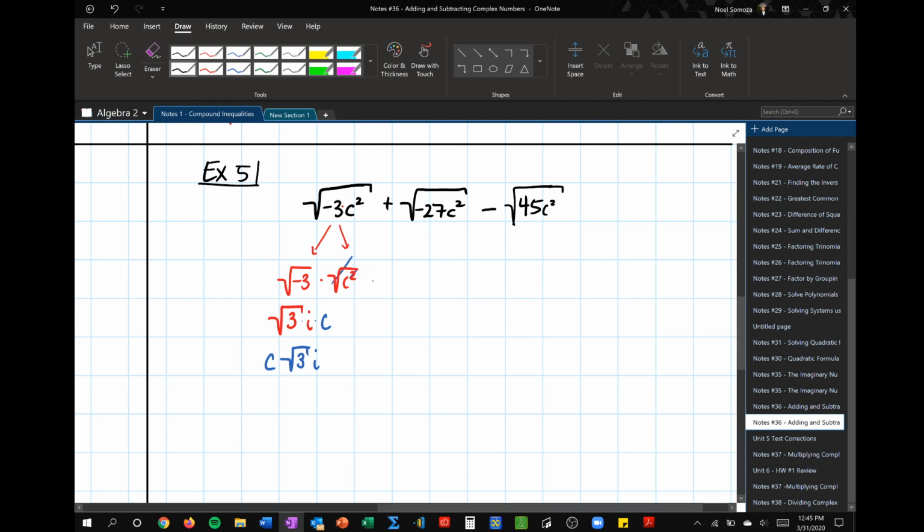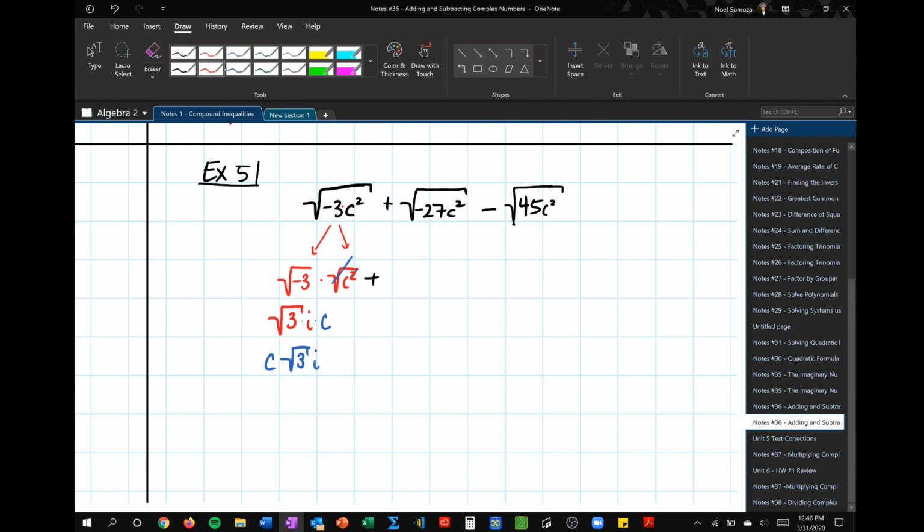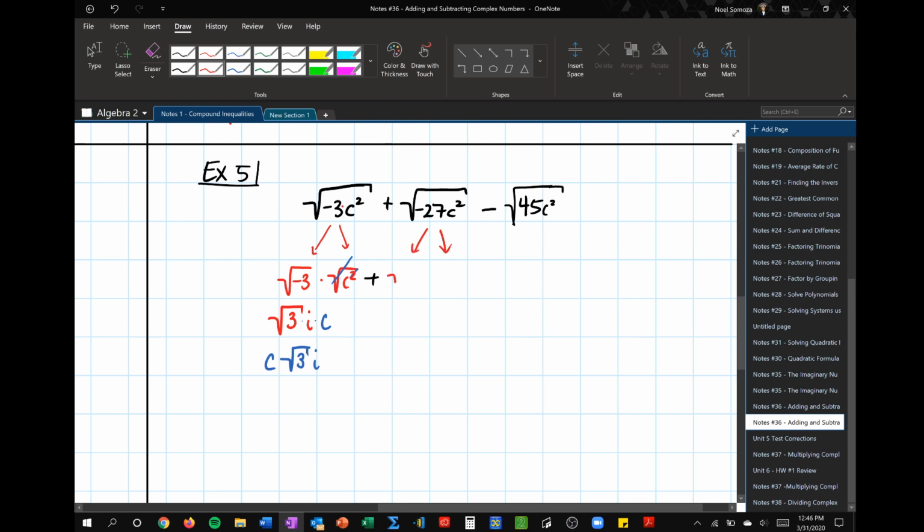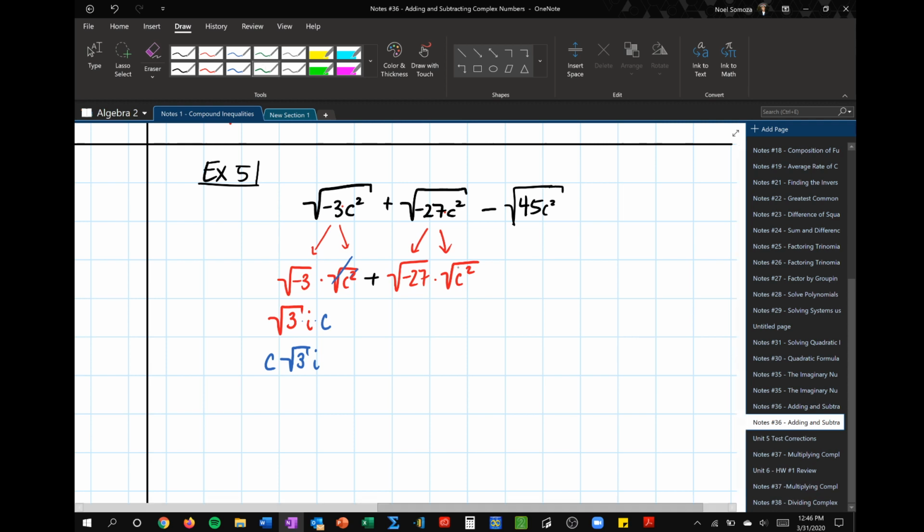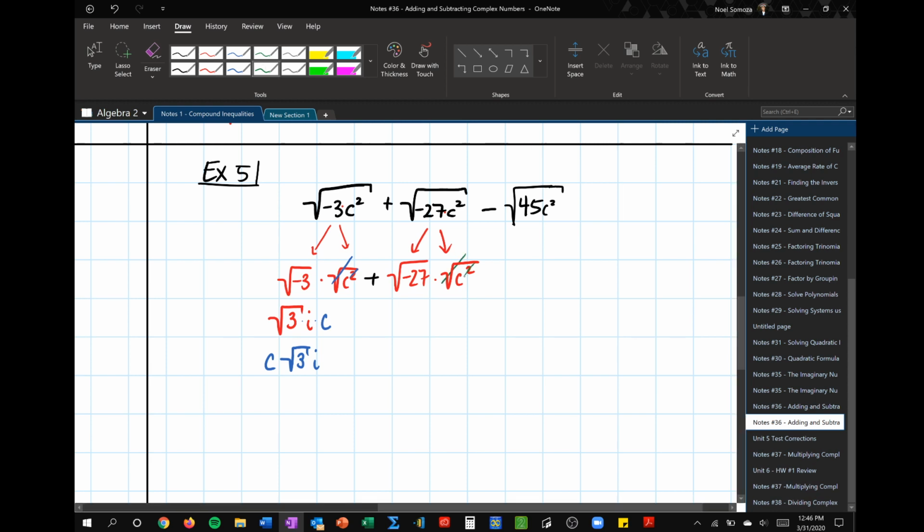Now we do the same thing with the square root of negative 27c squared. We split. This can be the square root of negative 27 times the square root of c squared, because there's a product here between negative 27 and c squared. The easy part is identifying that the square root of c squared is just c.